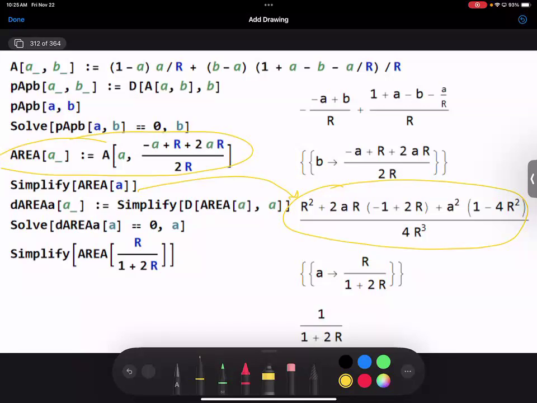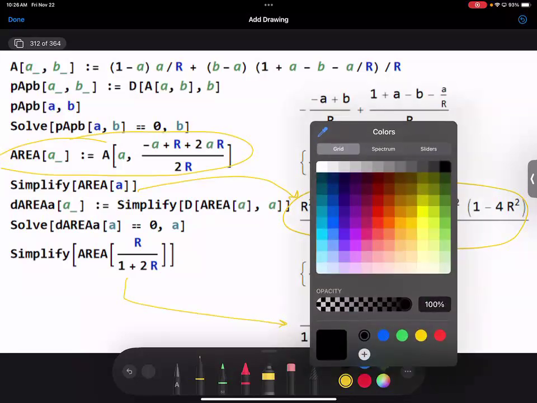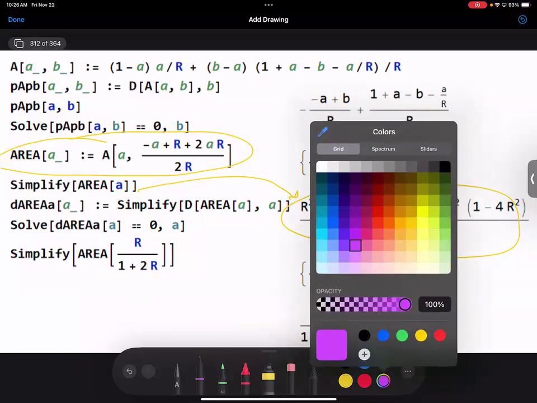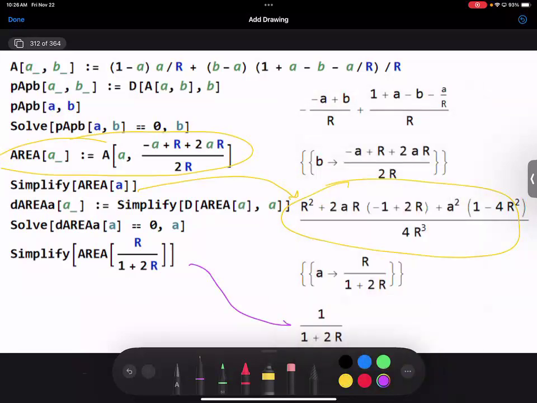So as the professor, I can just use Mathematica and say, hey, take the derivative, set it equal to 0, solve for a. It's very, very straightforward. And you get a is r over 1 plus 2r. And then we plug that in to find the maximum area we can get. This was the area function, and now the best value comes down to here. And that's really interesting. 1 over 1 plus 2r.